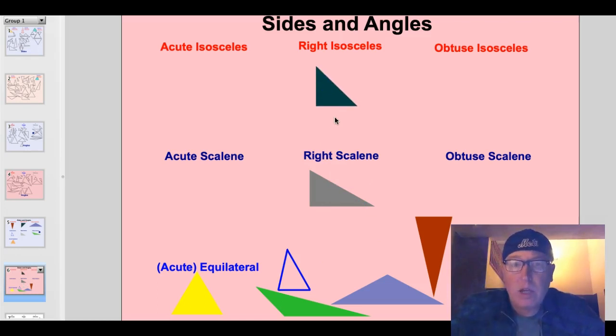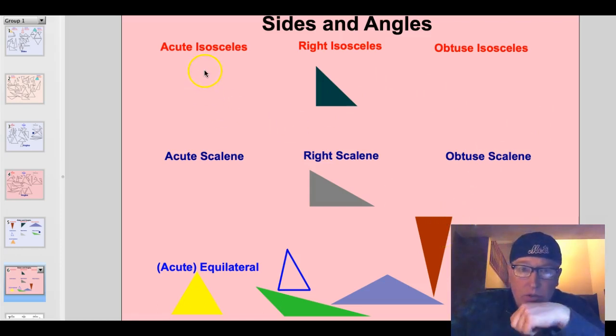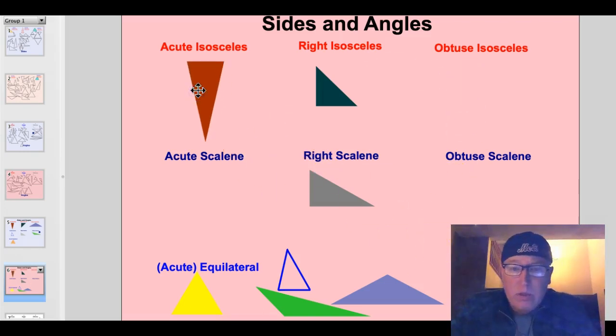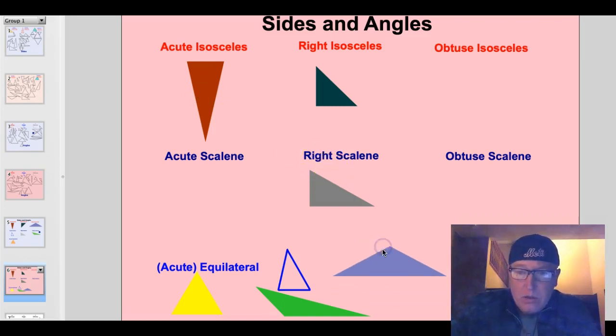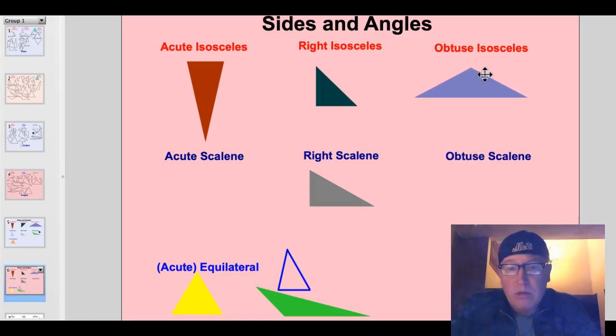Why don't you do the rest of the isosceles? How about this guy here? Here's an isosceles. 2 sides are the same. Where's it going to go? Well, are all the angles acute, or is there an obtuse? They're all acute, so this is an acute isosceles. Okay, here's another isosceles. Well, these 2 sides are the same, but this angle is bigger than 90 degrees, so that has to be an obtuse isosceles.